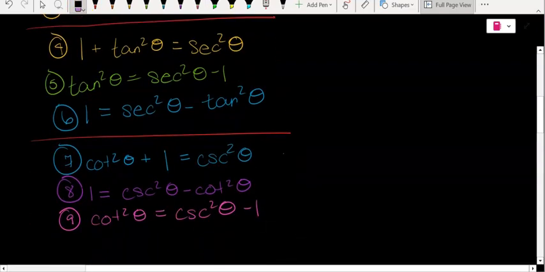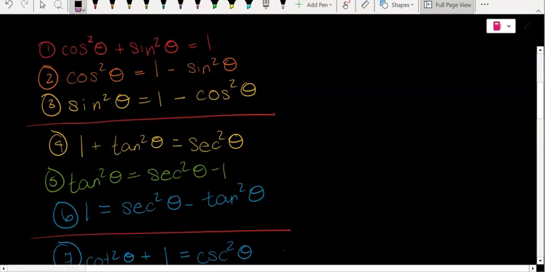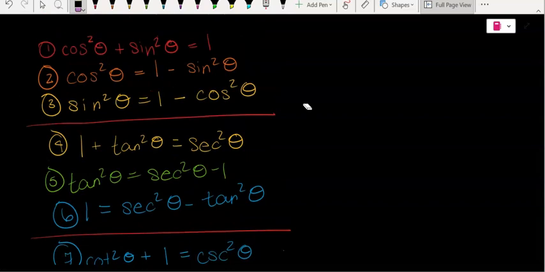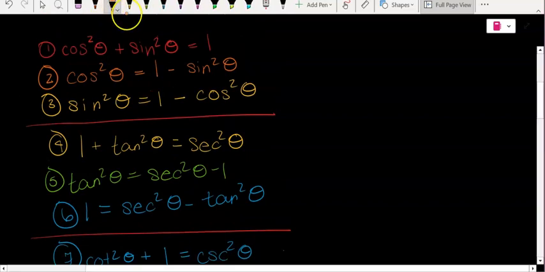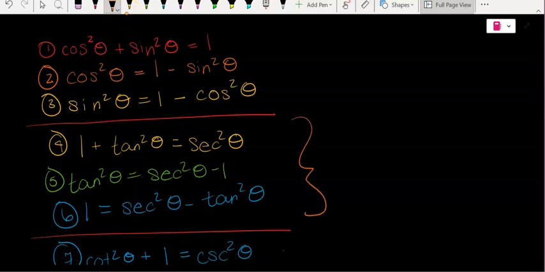So here's all 9 of my identities. You can do it the way that I just did it, or you can also take all of my first 3 identities, and instead of rearranging them each time, I just take all 3 of these, divide all the terms in all 3 equations, and then I can go ahead and reduce them down.